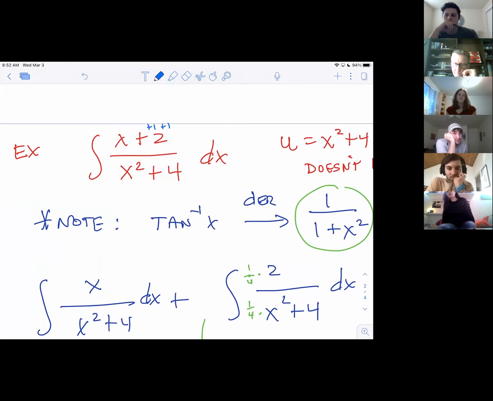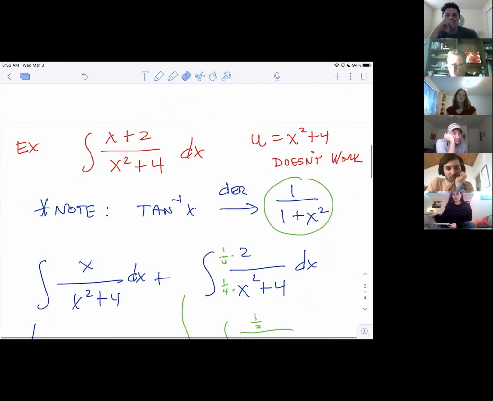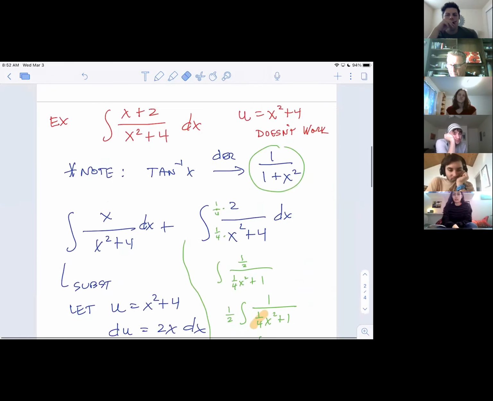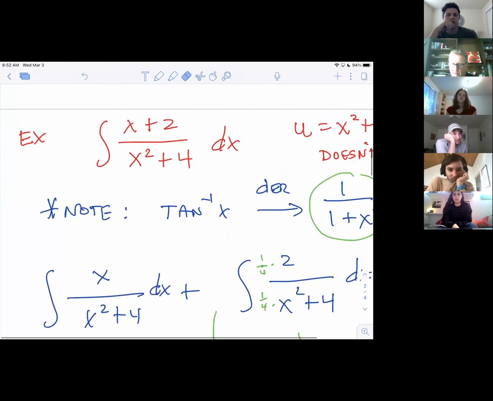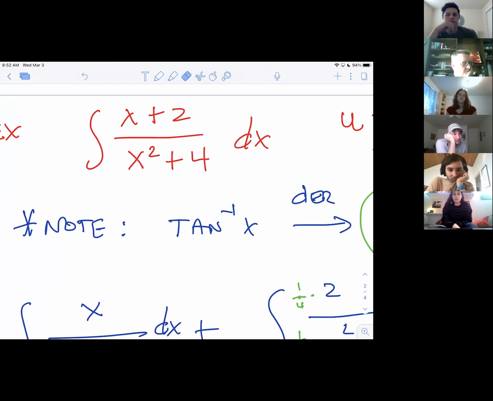Not really. I think, let me just multiply it out. The original one is, what's the original? x plus 2 over x squared plus 4.